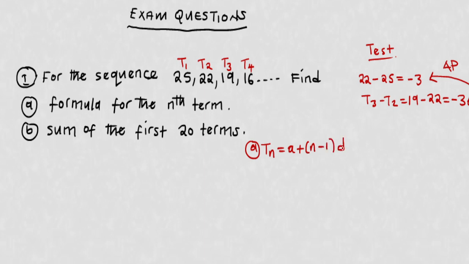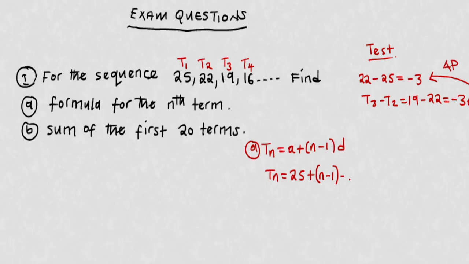So I'll start. Term number n is equal to A, which is the first term. If you check here, term number 1 is 25. So the first term is 25 plus n. We're just looking for the nth term, so we'll leave it the way it is. So n minus 1. Then what is the common difference? Remember, we found the common difference to be negative 3.